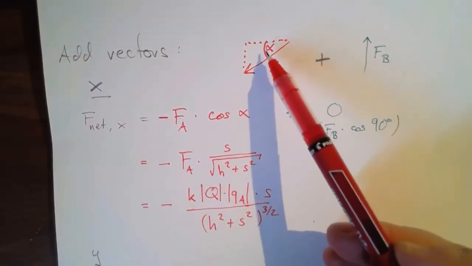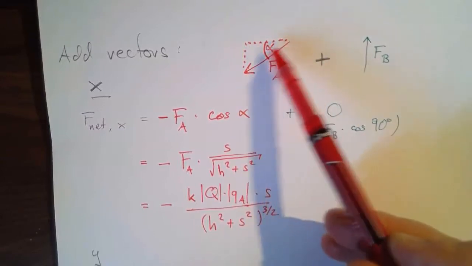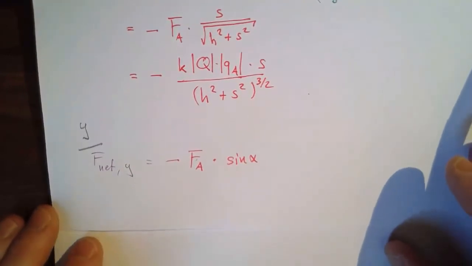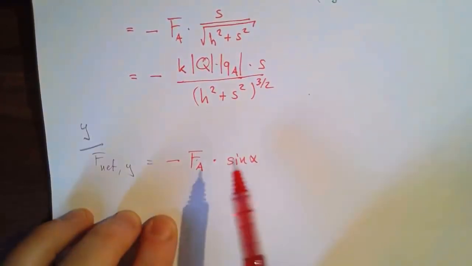Which angle am I using? Is it the opposite? Is it the adjacent? That'll tell you whether to use sine or cosine, so you never have to ask.